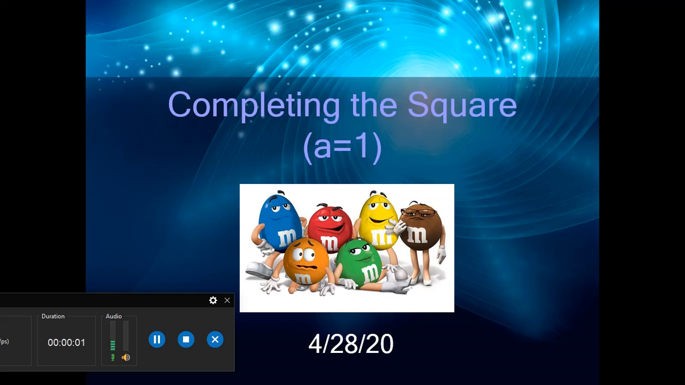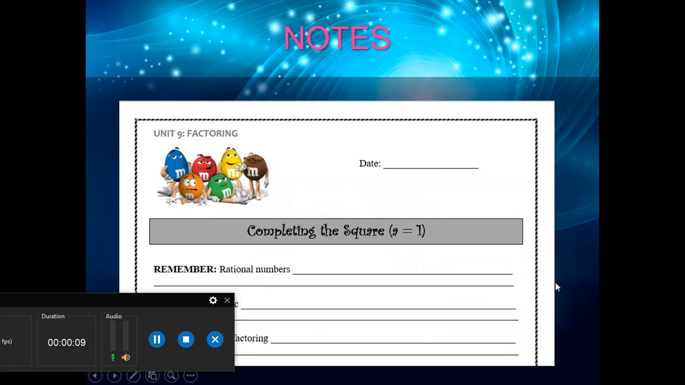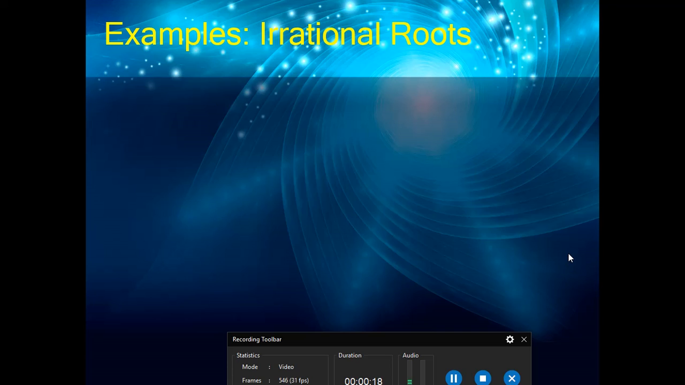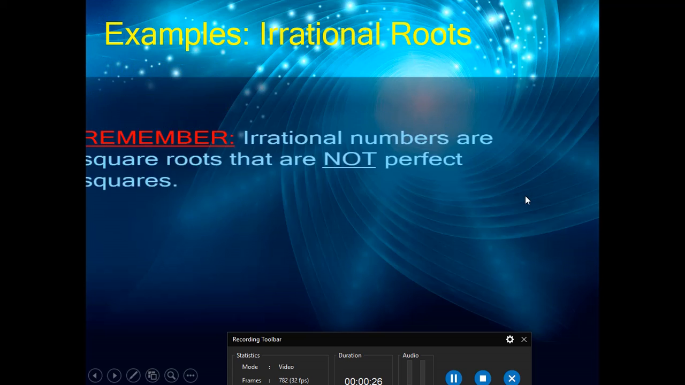Today we're going to finish our notes on completing the square. So you can also put today's date, April 28th, at the top of the note packet. And again, this is what the notes looked like yesterday. Yesterday we examined completing the square using rational roots. Today we're going to examine what happens when you get irrational roots.